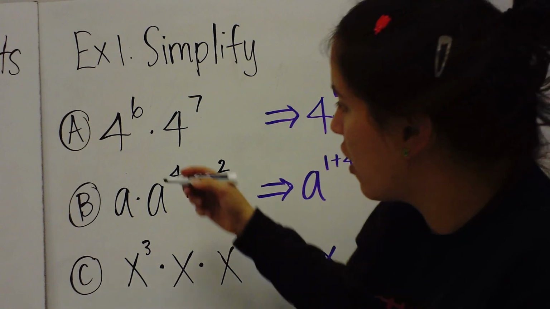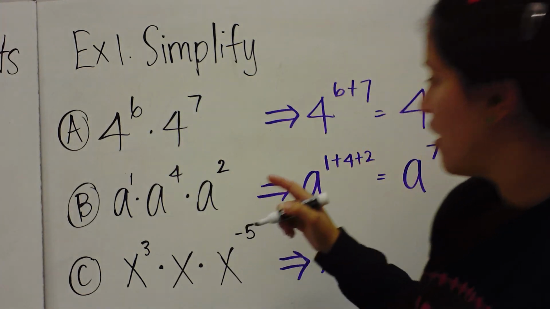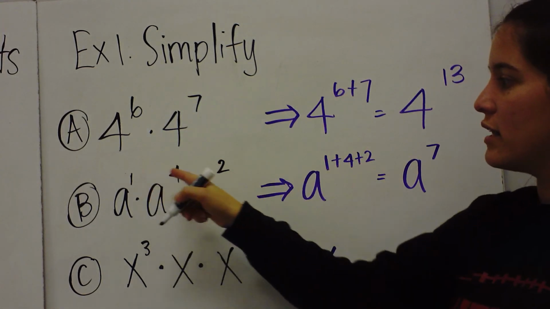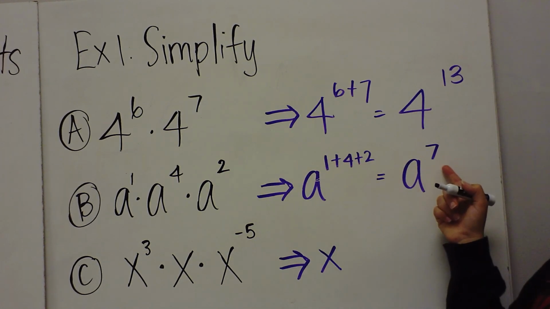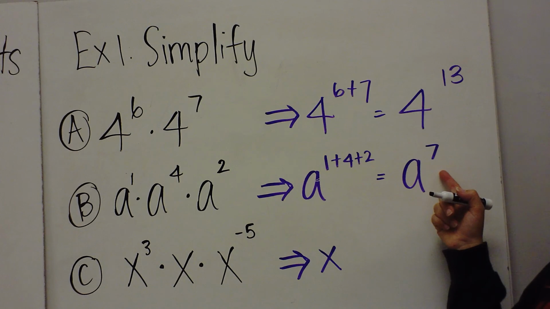So example B, I have a times a to the 4th times a squared. Again, I need a 1 right here. So when I add them, I have 1 plus 4 plus 2. And my answer is a to the 7th power. A to the 7th.